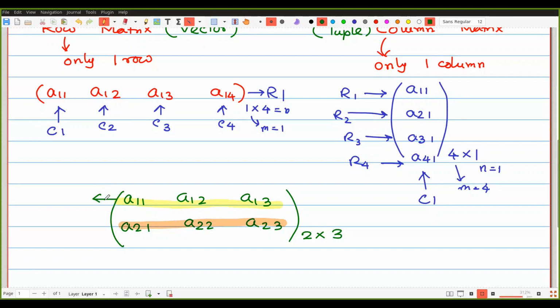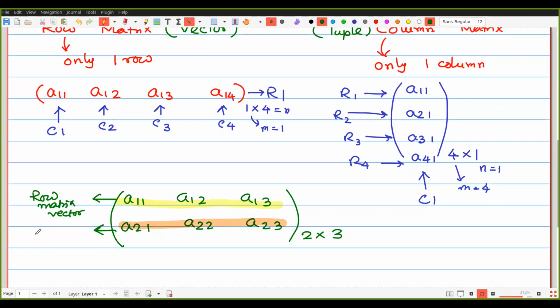Now, when we are considering any matrix, the first row is only a single row. How many columns are there? So that yellow colored mark contains only one row and 3 columns. So that can also be considered a row matrix, or a vector. For the second one, once again, the second row represents only one row and 3 columns are there.